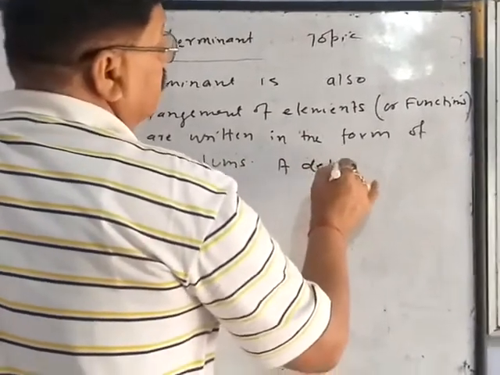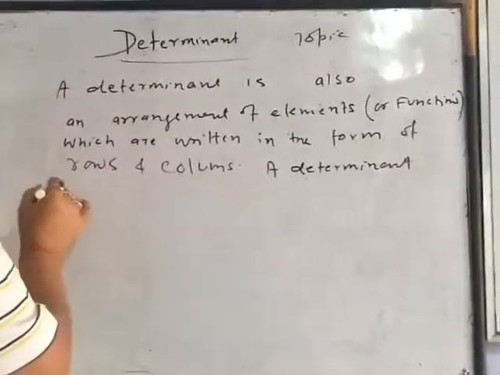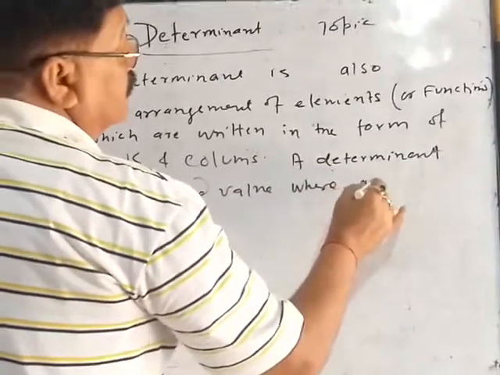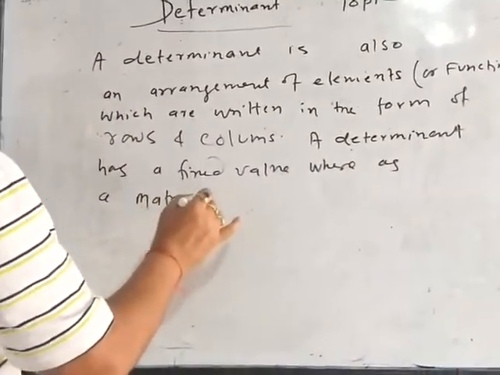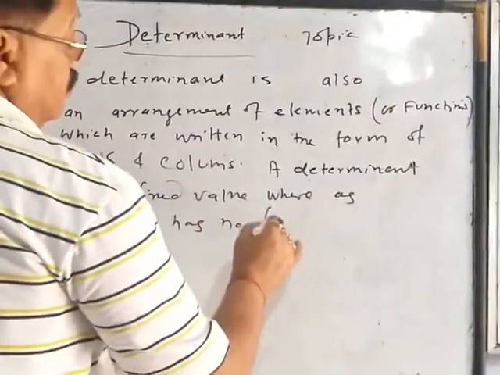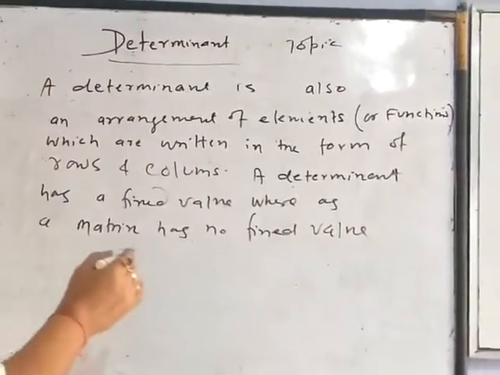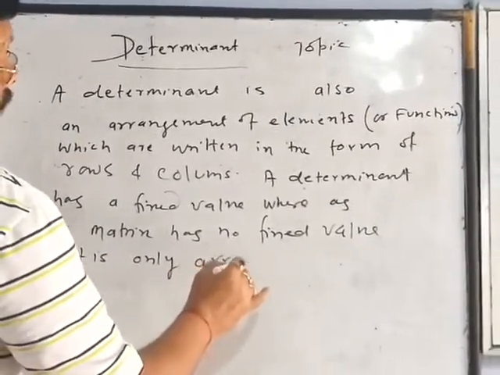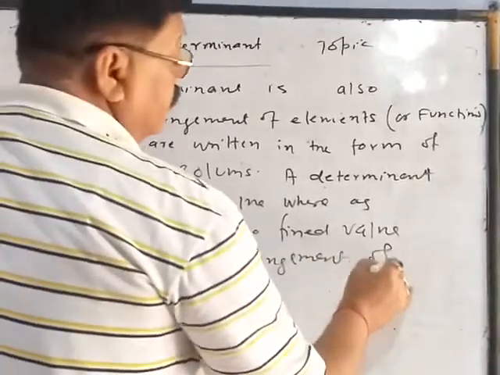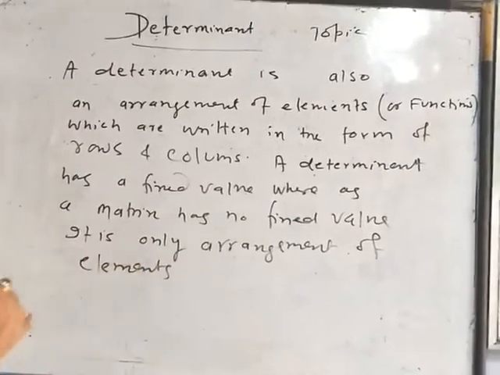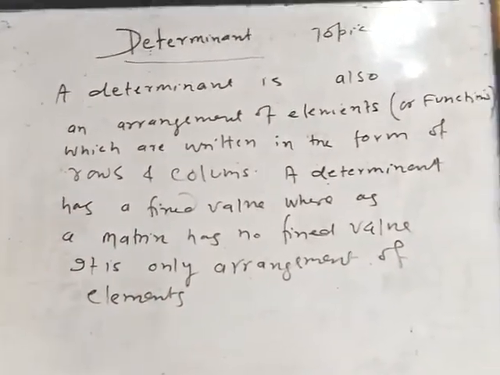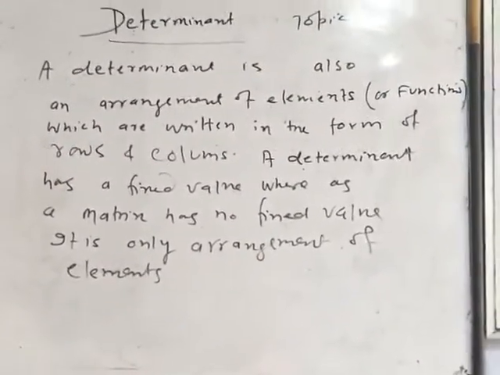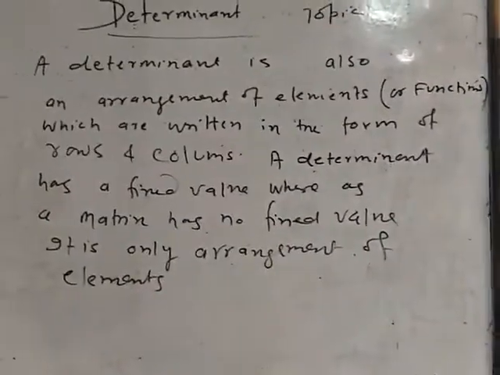A determinant has a fixed value, whereas a matrix has no fixed value. It is only an arrangement of elements.